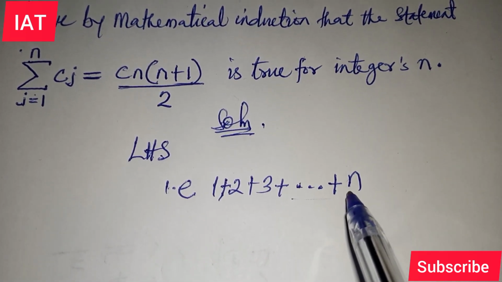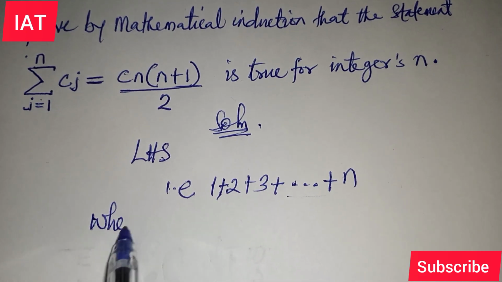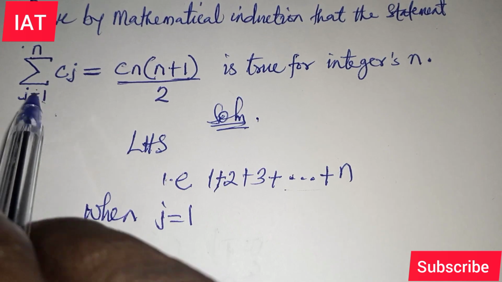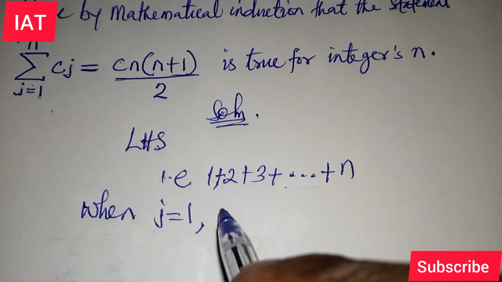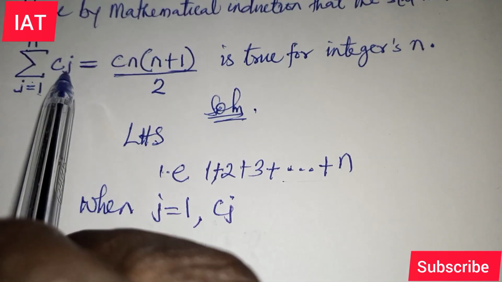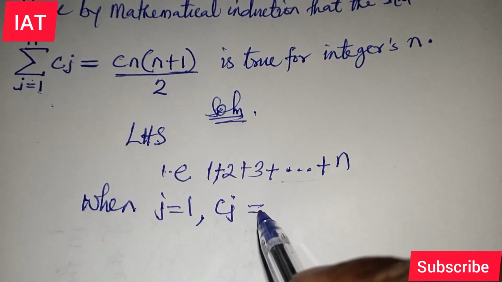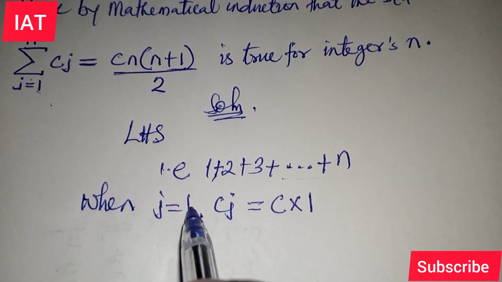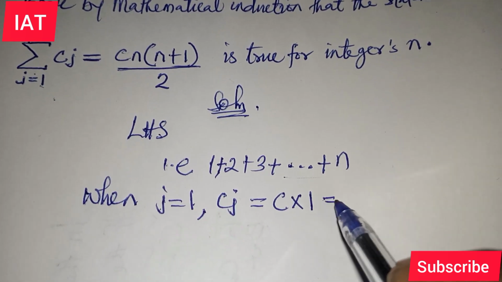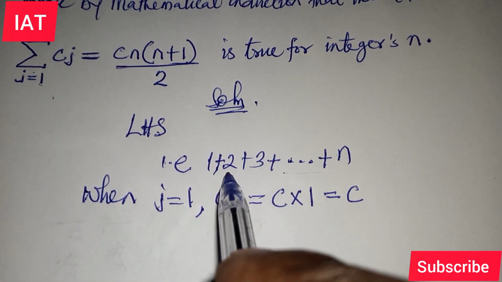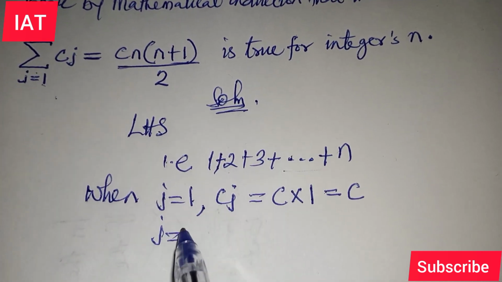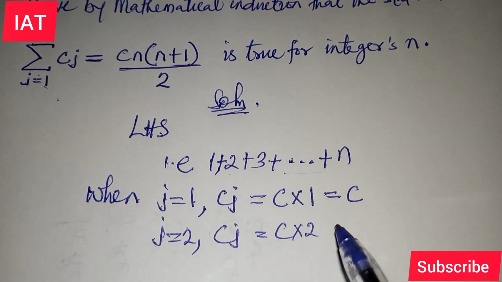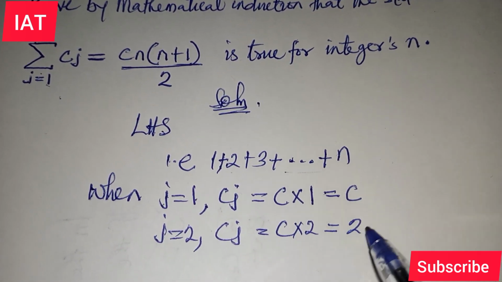When we have j equal to 1, it simply means that cj, which is this cj you're having, is equal to c multiplied by 1. Notice that j is equal to 1, and the result is c. Of course, we can also check for when j is equal to 2. That means cj equals c times 2, and this will give you 2c.